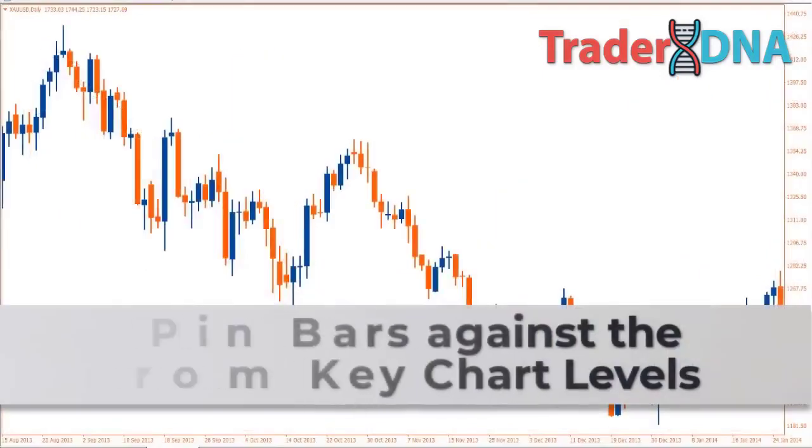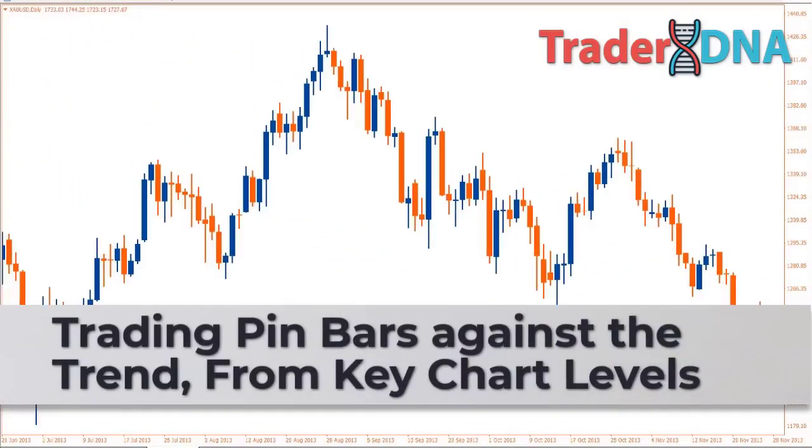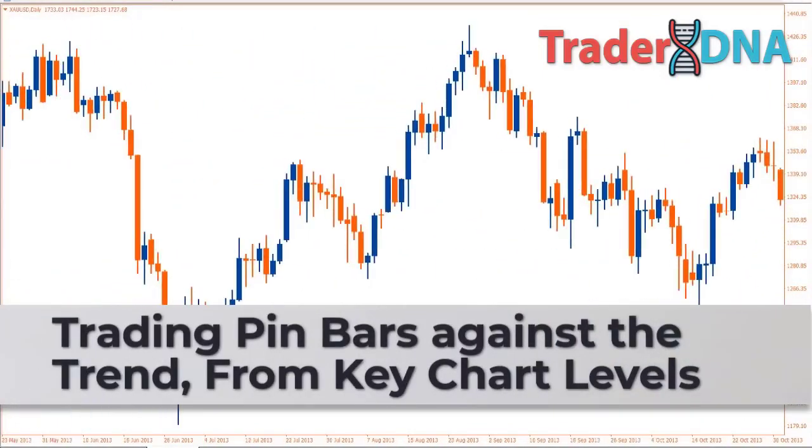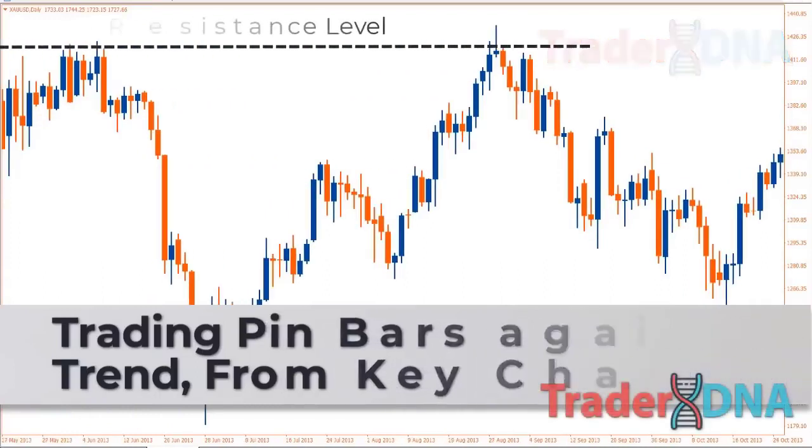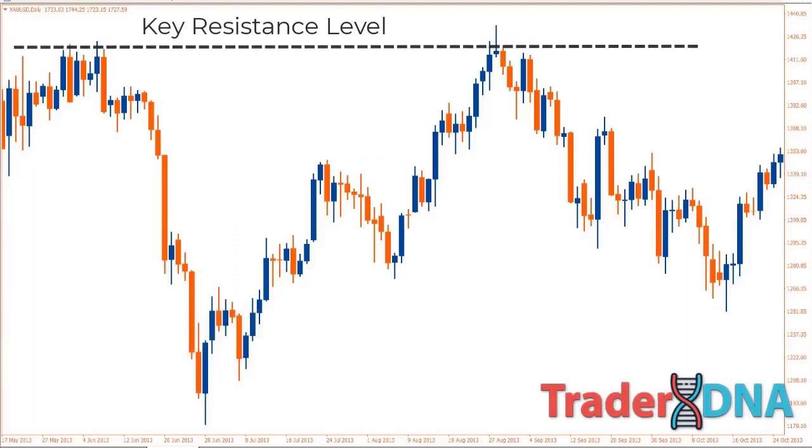Trading pin bars against a trend from key chart levels. When trading a pin bar counter to or against a dominant trend, it's widely accepted that a trader should do so from a key chart level of support or resistance. The key level adds extra weight to the pin bar pattern, just as it does with counter trend inside bar patterns. Anytime you see a point in the market where price initiated a significant move either up or down, that is a key level to watch for pin bar reversals.